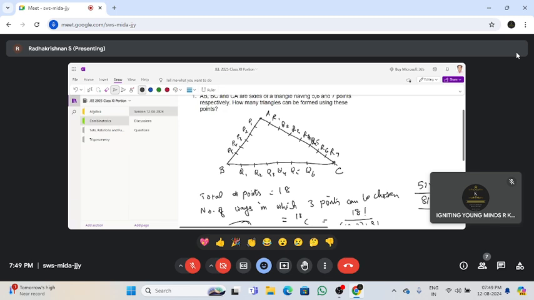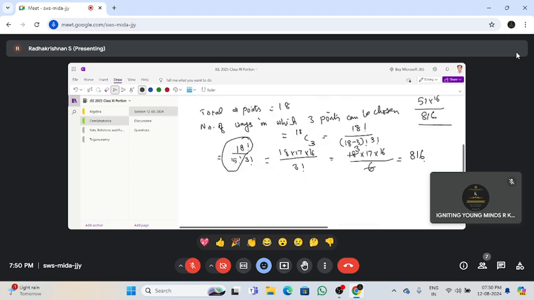2 from P and 1 from Q, or 2 from P and 1 from R, or 1 from P, 1 from Q, 1 from R, all such combinations will form a triangle. Right? So what we need to exclude is only if all the 3 points are from P, all the 3 points are from Q, or R. So how many will be excluded? I'll call them collinear combinations.